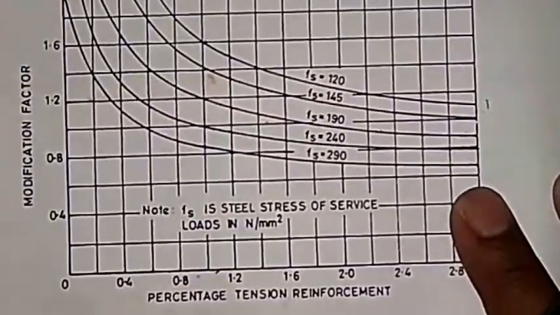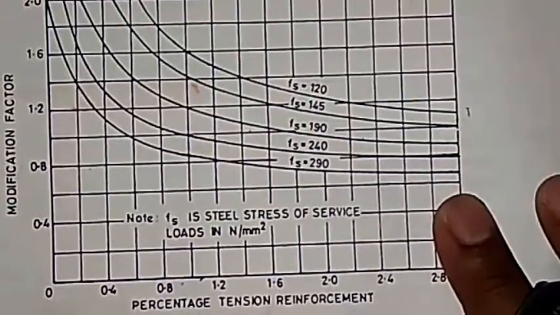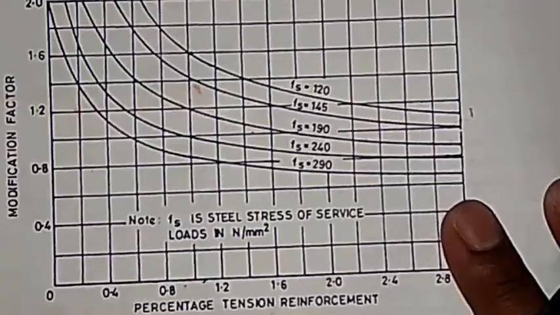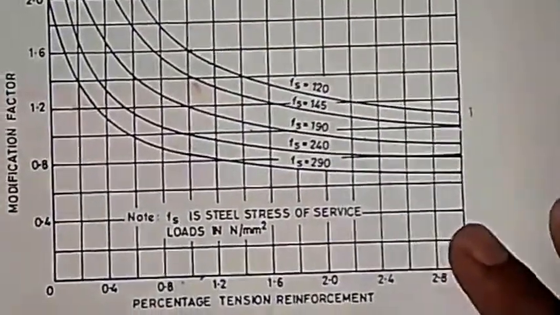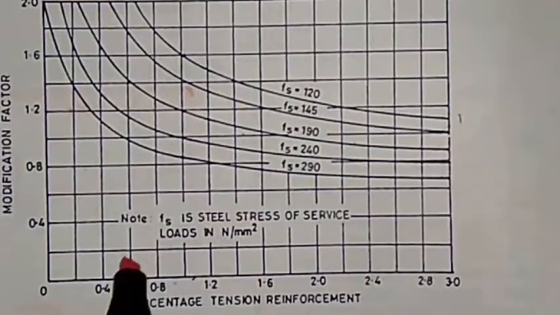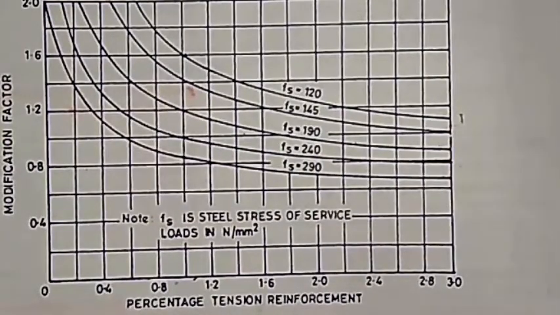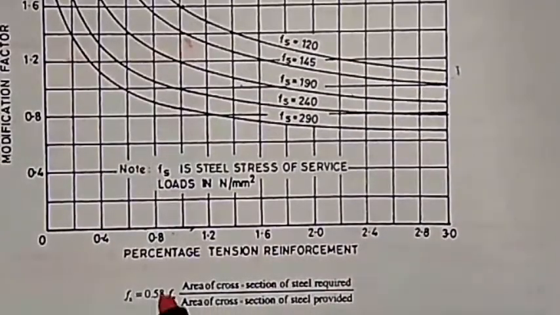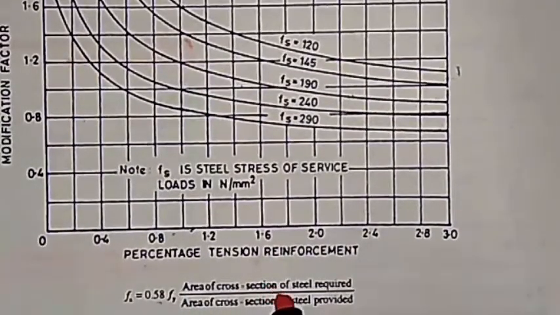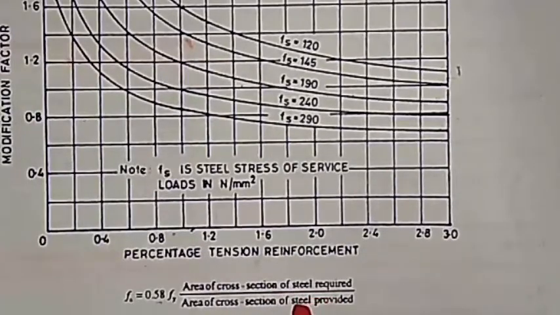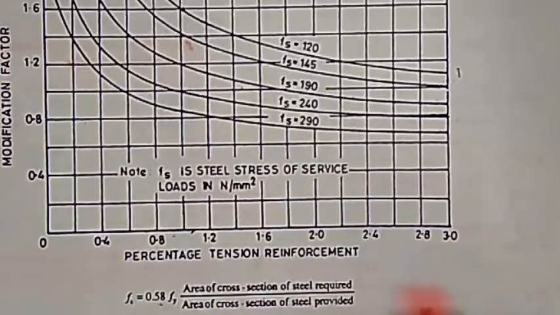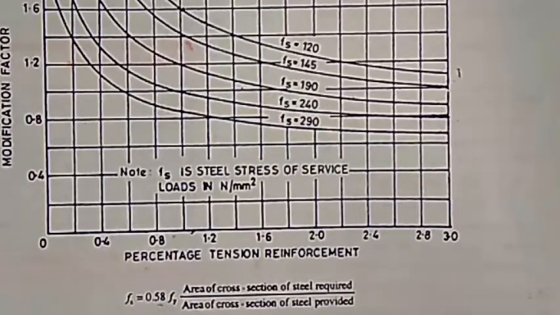We just need to consider percentage tension reinforcement. We have considered percentage tension reinforcement as 0.72. So for 0.72, the value of Fs is 0.58 Fy into area of cross section of reinforcement. Area of cross section of reinforcement, that is the required and which is provided. Depending upon that we have to consider this. So we will be considering one by one.